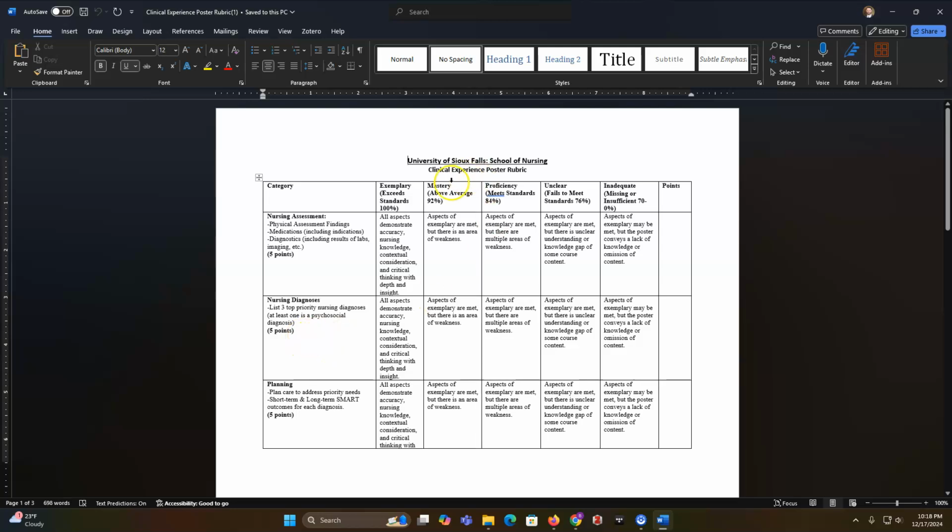So the things that we're looking for is just as we talked about. So, was it exemplary? Did you cover everything? Did you cover most things? Did you meet the standards? Did you fail to meet standards? Was it inadequate? Or, even missing?